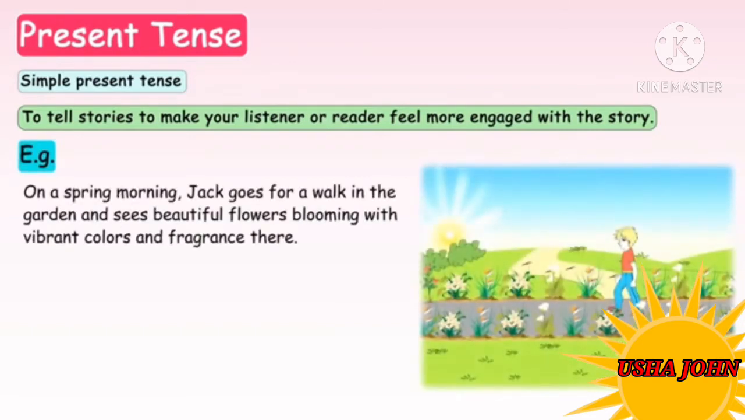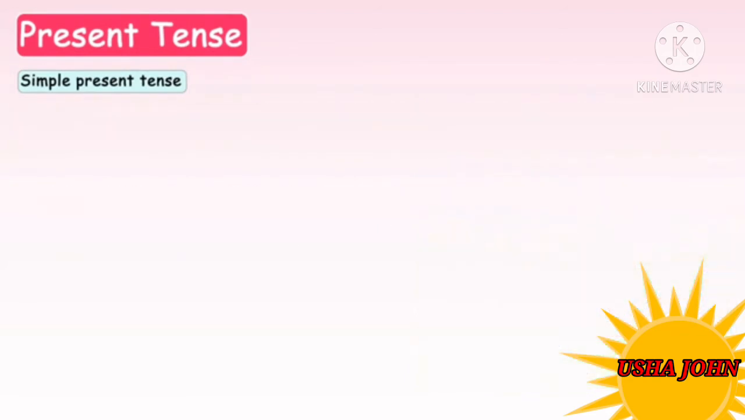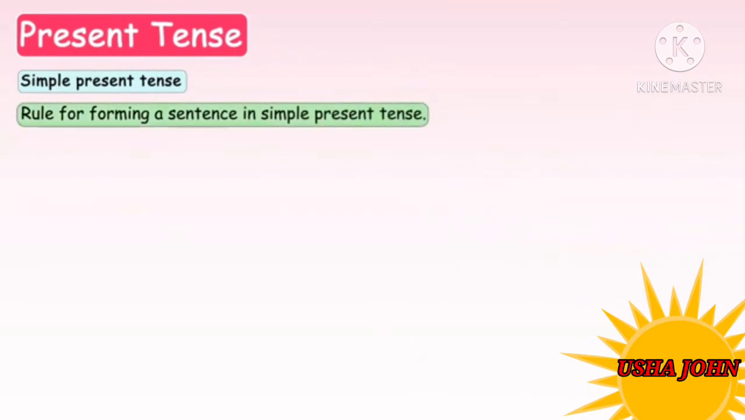On a spring morning, Jack goes for a walk in the garden and sees beautiful flowers blooming with vibrant colors and fragrance there. Present tense we are using in the story to live the story.